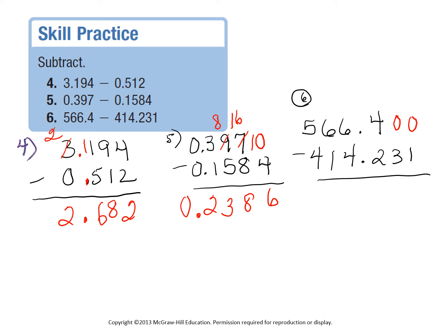And for number 6, again, I'm going to put these zeros on. And the borrowing can't start until I'm at this place with the 4. So I borrow from the 4, making it a 3. That gives me a 10, so 0 can borrow from 10, making that 9, and this 10. So 10 minus 1 is 9, 9 minus 3 is 6, 3 minus 2 is 1. I bring the decimal point down, 6 minus 4 is 2, 5, and 1. So I have 152 and 169 thousandths.